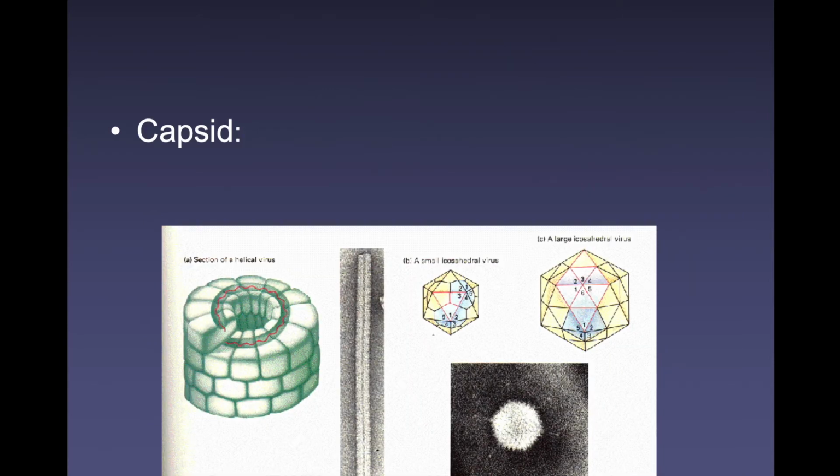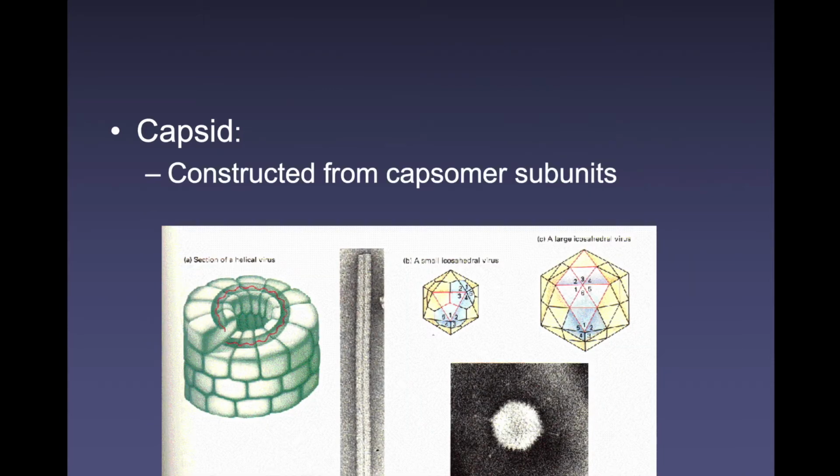Again, the capsid is composed of capsomer subunits, and this varies depending upon if we're talking about these geometrically arranged icosahedral viruses. These have a very specific arrangement of their individual proteins to form these icosahedral heads, and you can see it with this electron micrograph of a naked icosahedral virus.